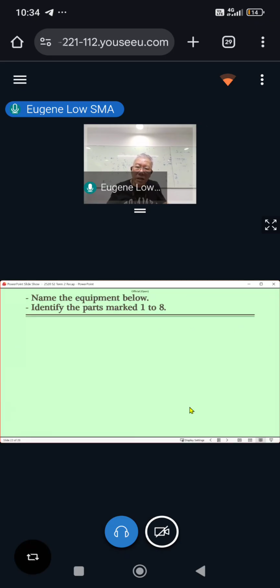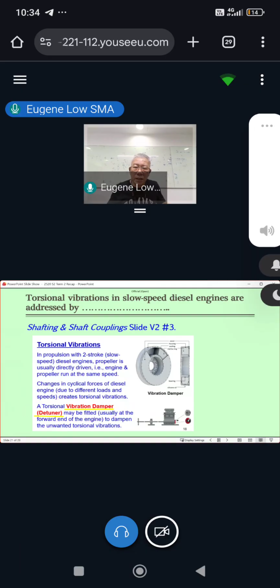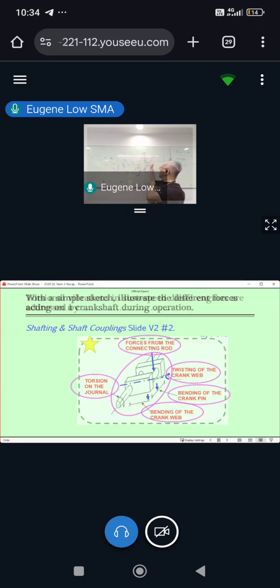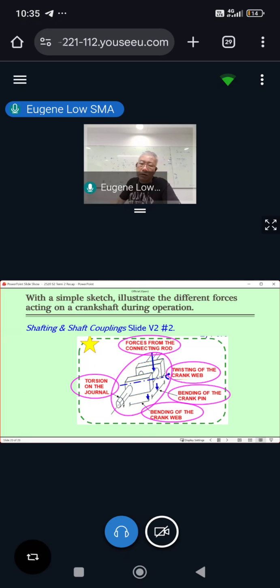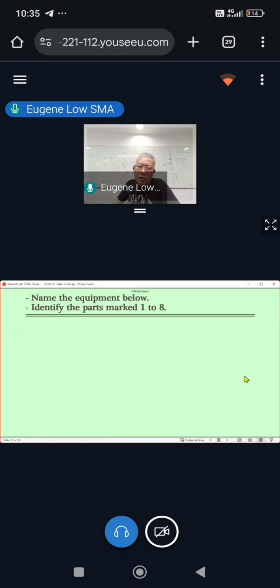I'm going to go back to the previous slide. Previous slide I was talking about this, right? Torsional vibrations, and the one before that I was talking about, of course, the sketch about this crankshaft thing and the 5 different forces. Okay, I was saying that you guys must have been practicing this for about 59 times already. Okay, and then torsional vibrations are addressed by vibration damper or detuner.